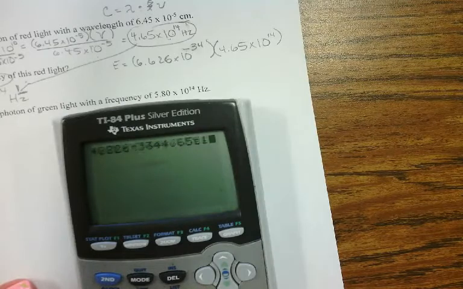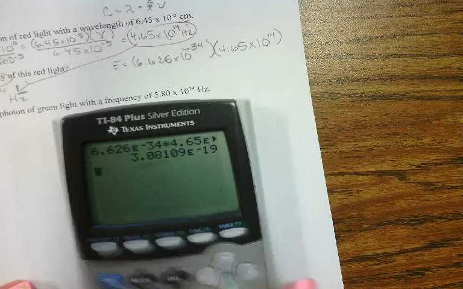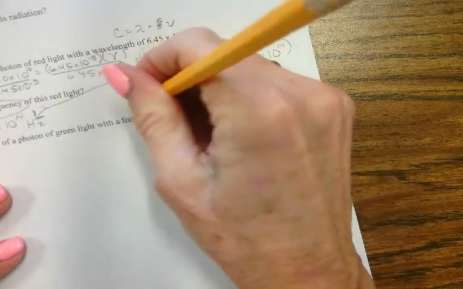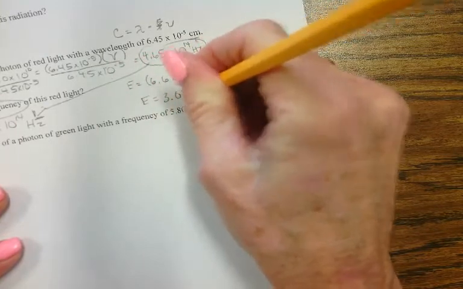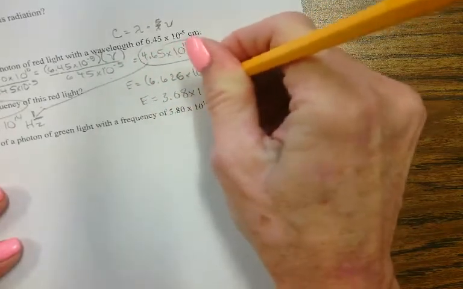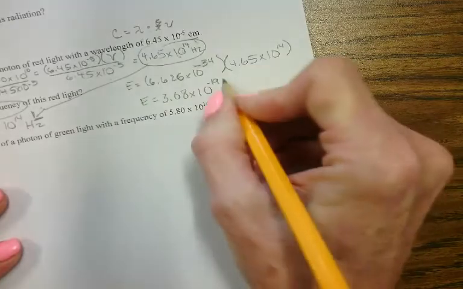Times 10 to the 14th, there we go, 3.08 times 10 to the minus 19th. Energy is equal to 3.08 times 10 to the minus 19th. And the unit for energy, joules.